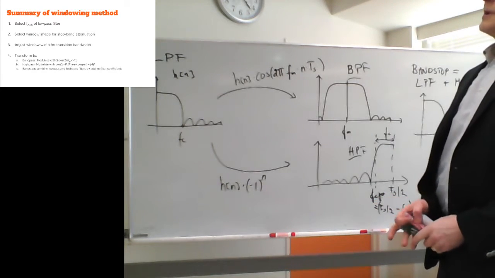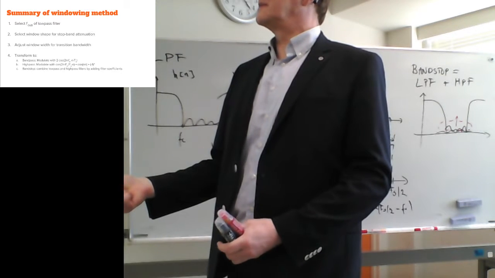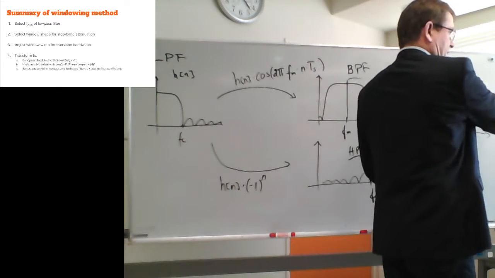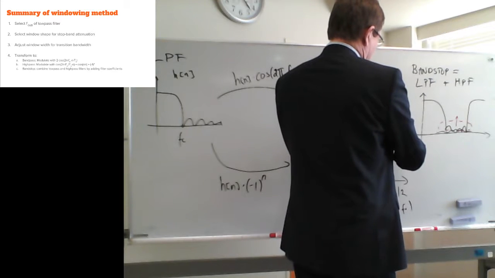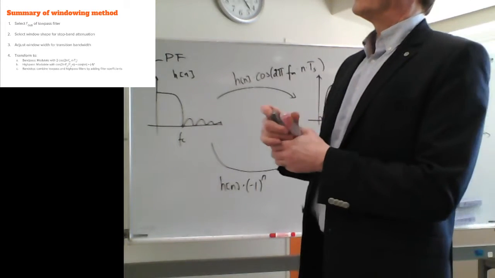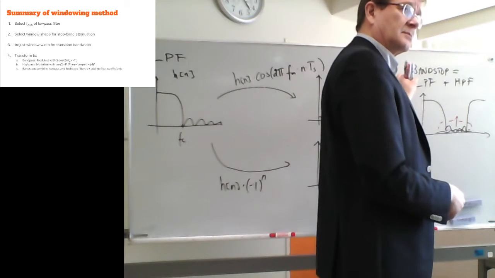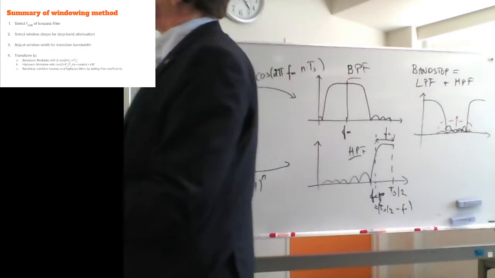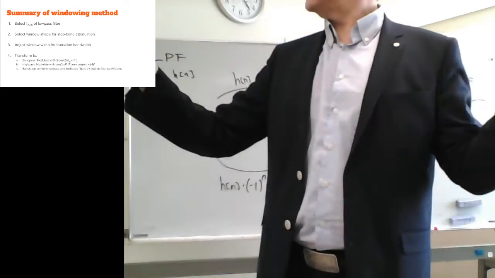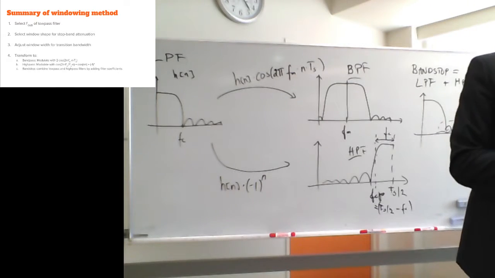So, summary of the windowing method. Basically, select the minus 3 dB point of the low pass filter. If you are planning on either a high pass or band stop filter, then you need to take care of this, so your cutoff frequency is the bandwidth of your final filter. Then you select the window shape for stop band attenuation, adding some error margin if it's a band stop. Then you adjust the window width for transition bandwidth, meaning how many points you take. Then the transformation. That's all there is to the windowing method.